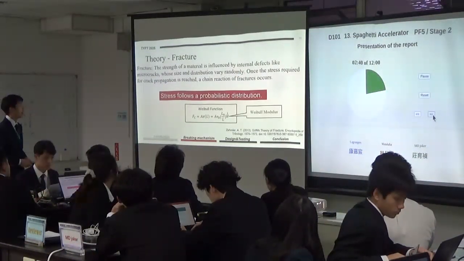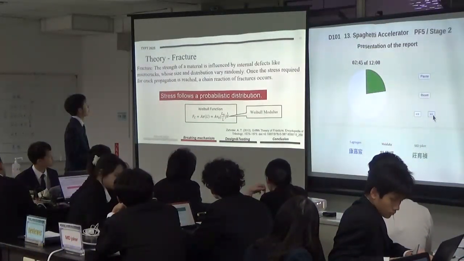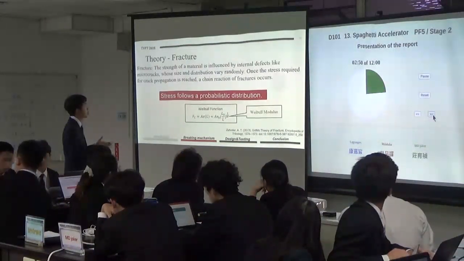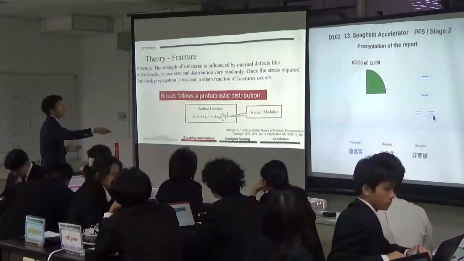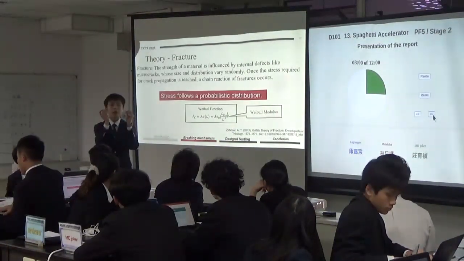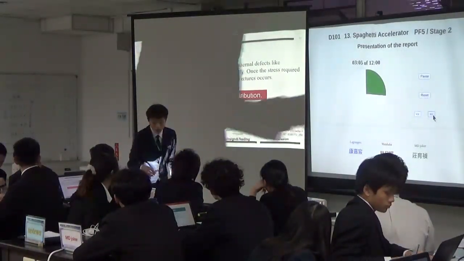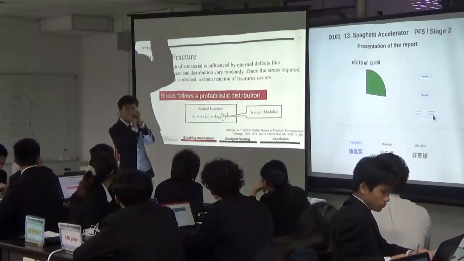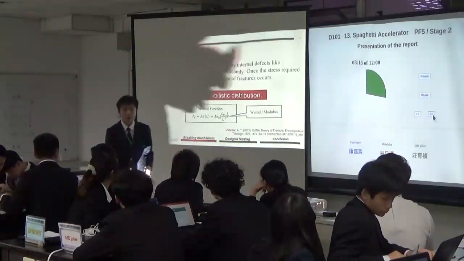So the fracture is defined here. The strength of the material is influenced by internal defects like microcracks, whose size and distribution vary randomly. As the stress required for crack propagation is reached, a chain reaction of fracture occurs, and the stress follows a probabilistic distribution. And as you can see over here, as we mentioned earlier, we assume it's buckling, where you can see it's like this. However, for fracture, when it occurs at a smaller length, it will actually break into small pieces instead of having such buckling effects.